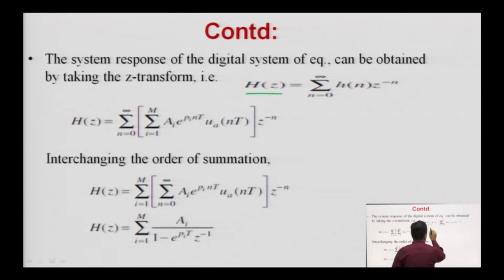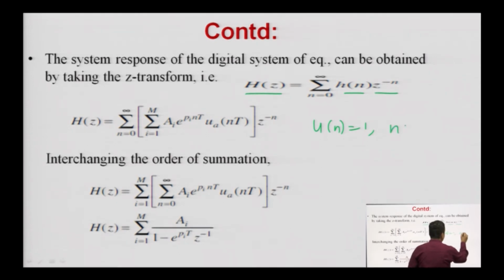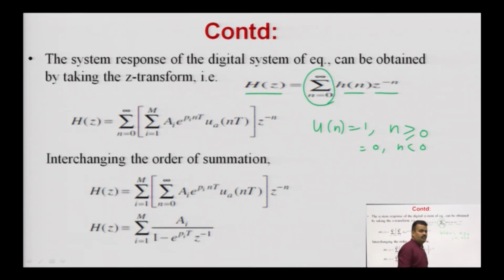So h of z is equal to, what is the formula of z transform? H of z is equal to summation n from 0 to infinity h of n into z to the power minus n, because here u of n is there. You know u of n is equal to 1 whenever n is greater than or equal to 0, otherwise it will be 0. So if u of n is there, the summation limit will already be from 0 to infinity.